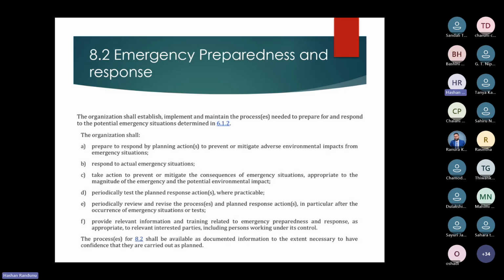Suppose we identify a fire as a potential emergency, right? Then what if there is a fire? Let's say in a chemical manufacturing plant, there is a fire. What will happen? Right. Due to the fire, there can be explosion. So a gas emission can happen, right?